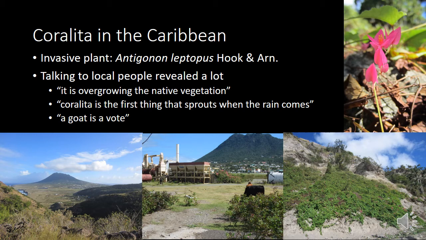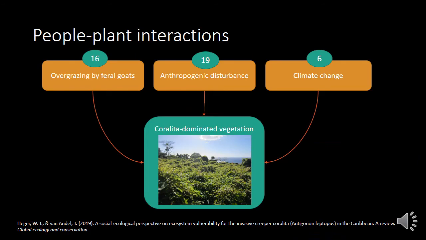So here you see that what local people tell you about a problem can really inform your perspective on it. Looking in the literature, we could find a lot of factors that were contributing to the fact that lots of areas of St. Eustatius were overgrown with Corallita. They were dominated by Corallita. The first factor was overgrazing. The many feral animals, especially goats, were eating everything except for Corallita. And this, of course, gives a competitive advantage to the Corallita plants.